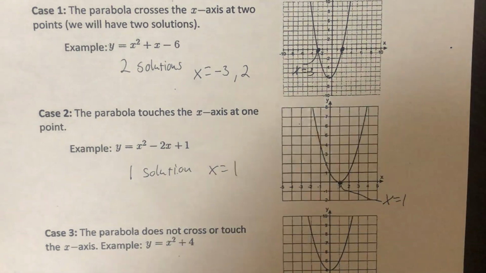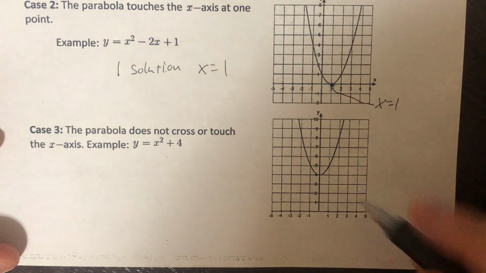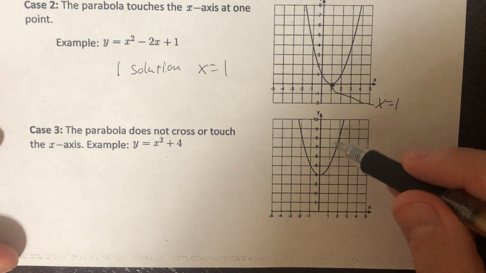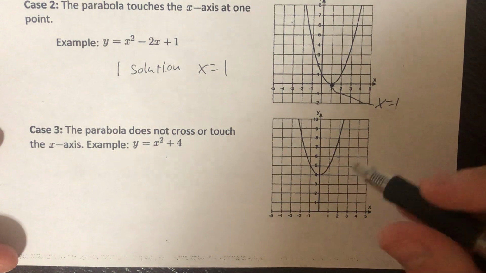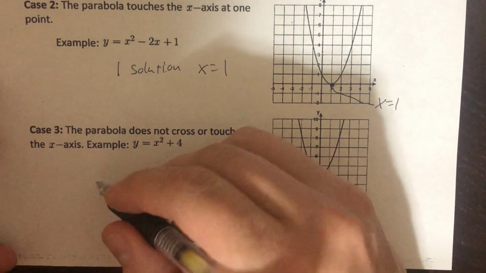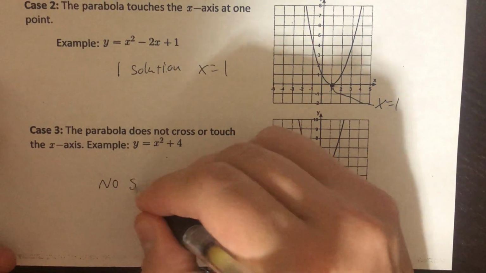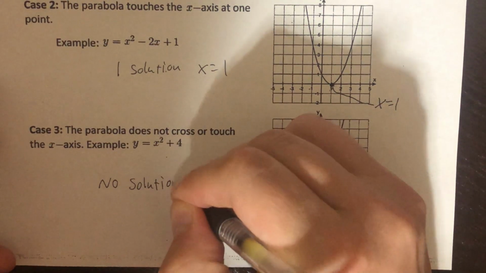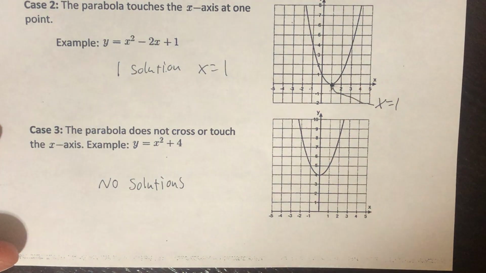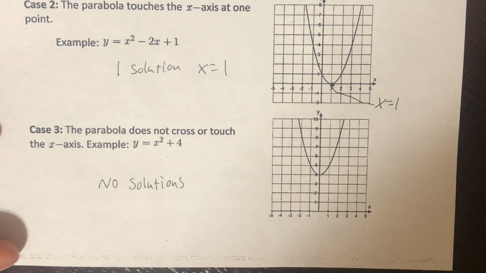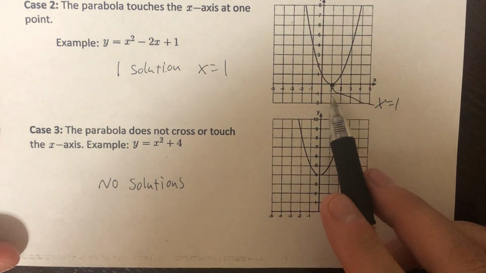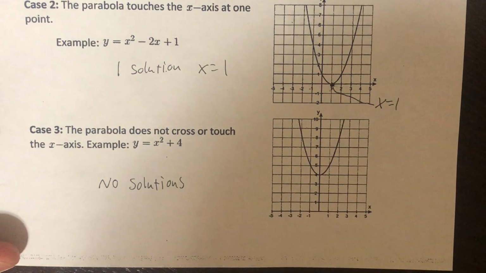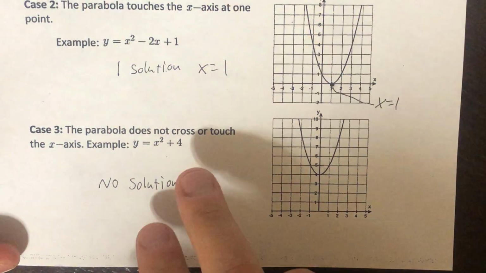And the final case could be no solutions. The parabola doesn't touch the x-axis at all. Its vertex is above the x-axis and it opens upward. It will never touch it, therefore there is not a real solution. So no solutions. All right. Those are our three possibilities. We can either have two solutions, one solution, or no solution. And we'll know that it's going to be one solution because the vertex is going to be touching the x-axis.